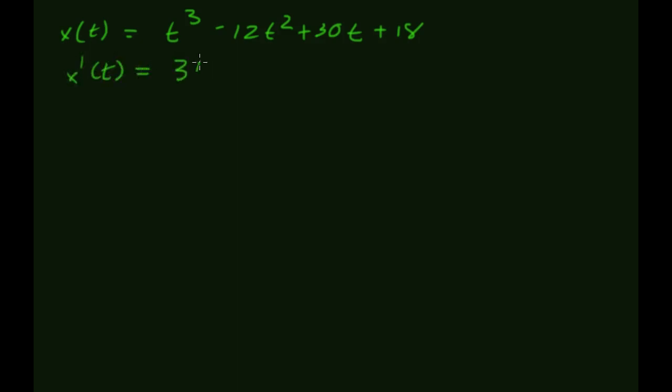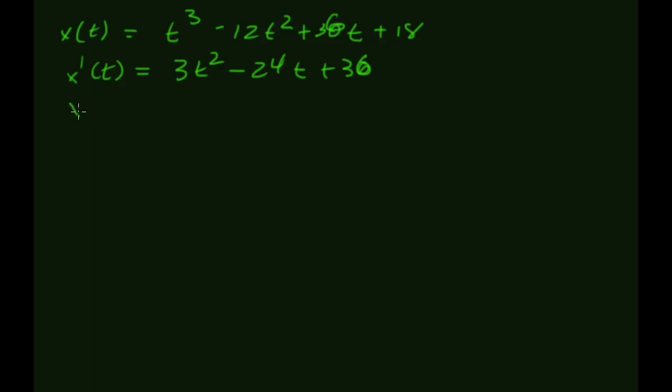Okay, so let's say we want to know about that same particle, the one whose path is determined by x of t equals t cubed minus 12t squared plus 36t plus 18. Let's say I want to know when this thing's speeding up and when it's slowing down. So let's take x prime of t again, which is 3t squared minus 24t plus 36.